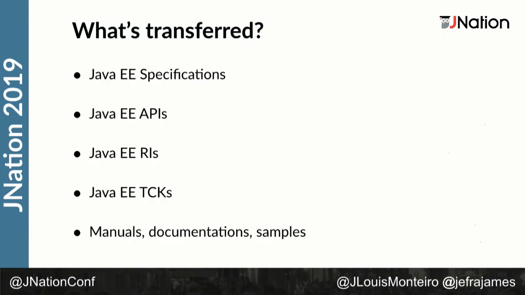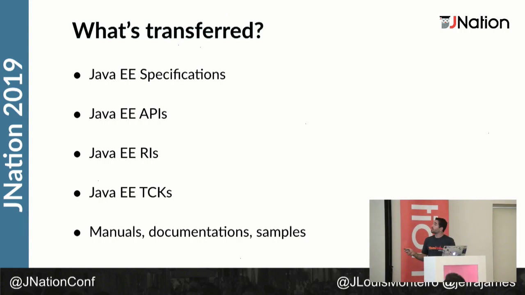So what has been transferred? Obviously, the specifications, the big 300 pages from EJBs, for example, or even more for Java EE. So all the documents, all the APIs. All the APIs have been transferred as well.